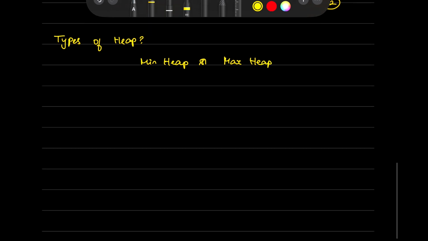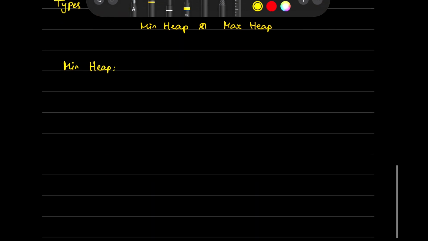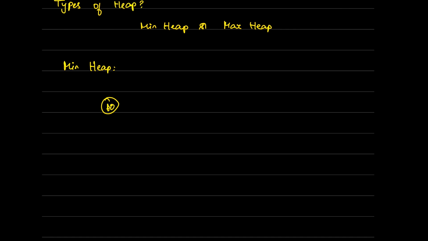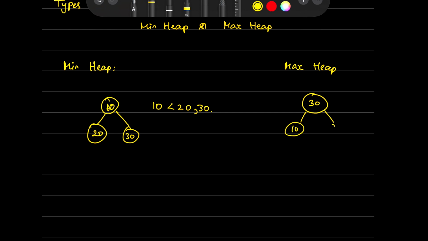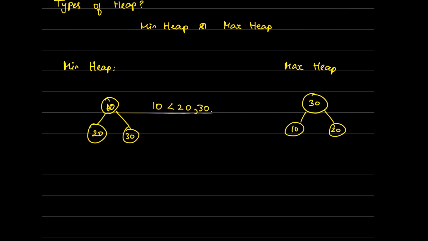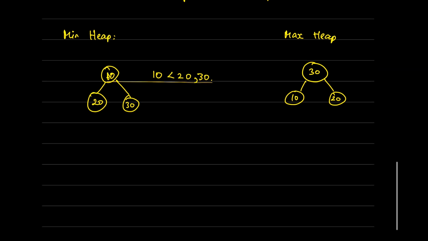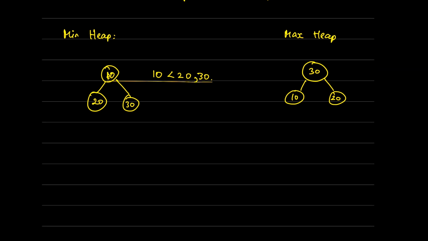What is a min heap? In min heap, my parent will be smaller compared to the children. If you see here, 10 is smaller than 20 and 30. Then what is a max heap? In max heap, my parent will be larger compared to the children.